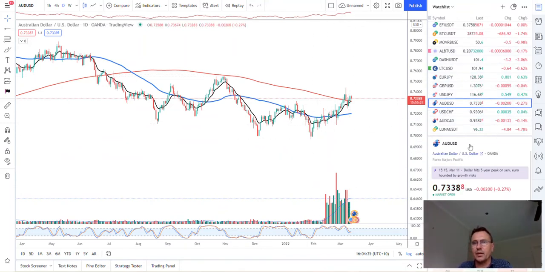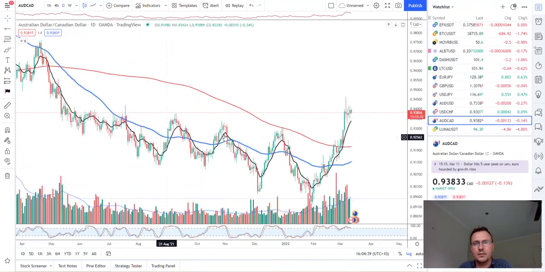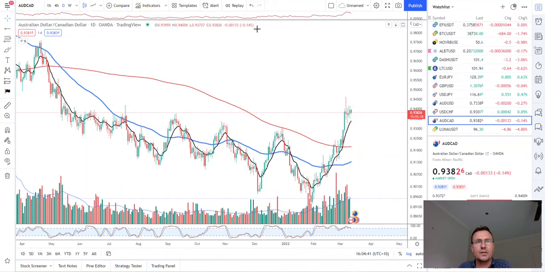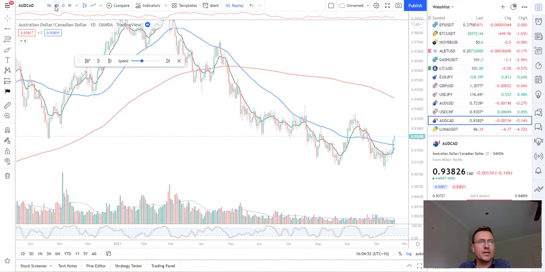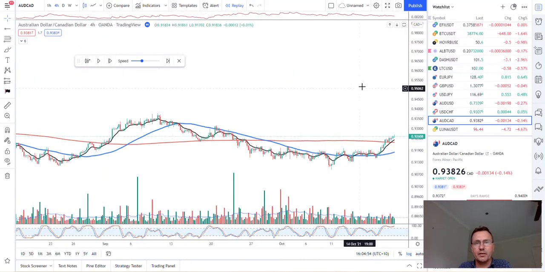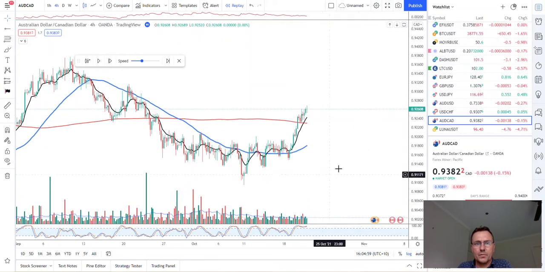Let's go into a different one. I like Canada and I like Australia, especially where we haven't been in lockdown and all that sort of stuff. Now I'm just going out to the 4-hour chart. I don't really know what's going to happen here. I don't even know where I am with this thing. So, all right, let's have a look here.